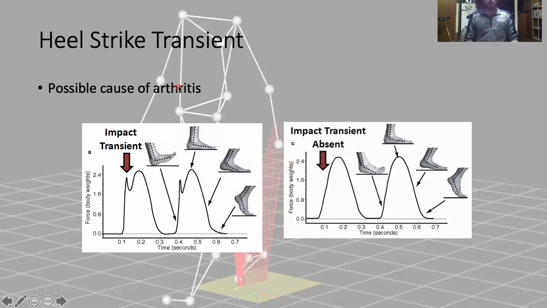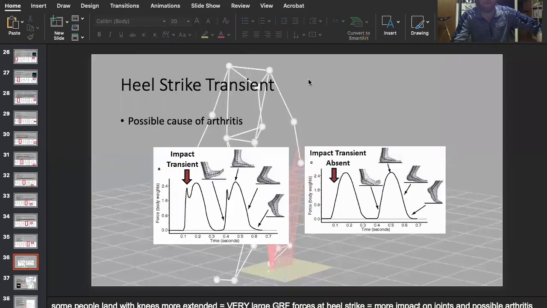Now, a couple other things that we'll talk about here, some other little things that you can talk about with gait, is heel strike transient. What this heel strike transient means is how large of a spike do I have when I make initial contact? How much force am I absorbing? And if you remember when we talked about potential and kinetic energy and force absorption, we talked about using that plantar fascia and the arch of the foot as a force absorber when we land, right?